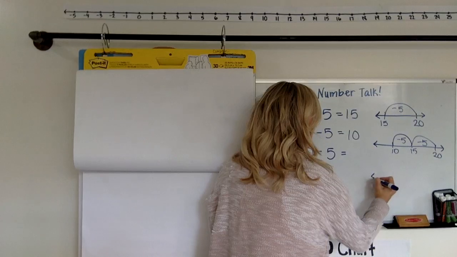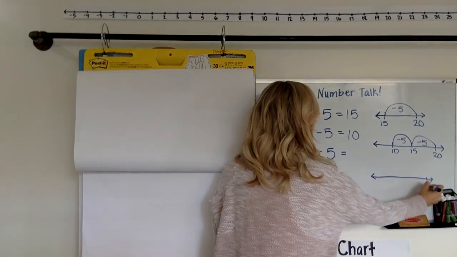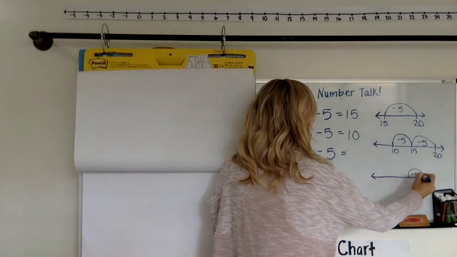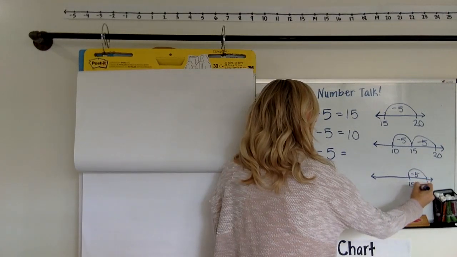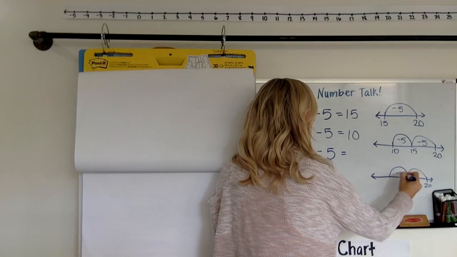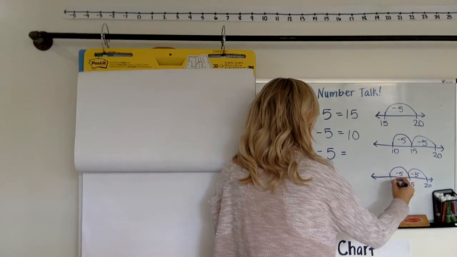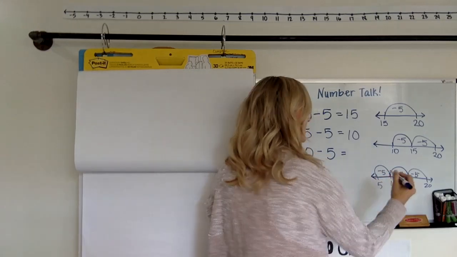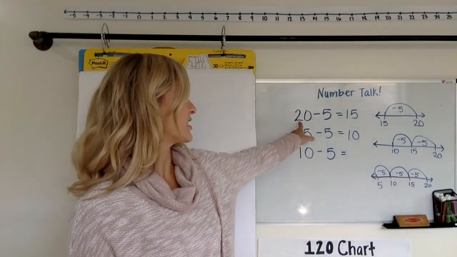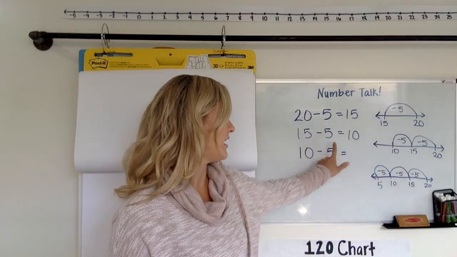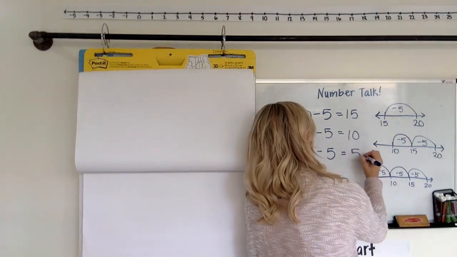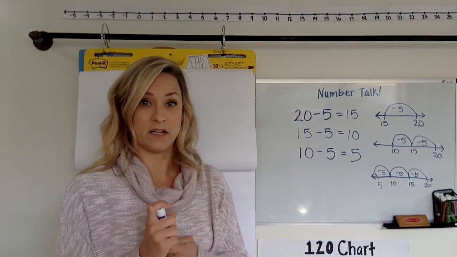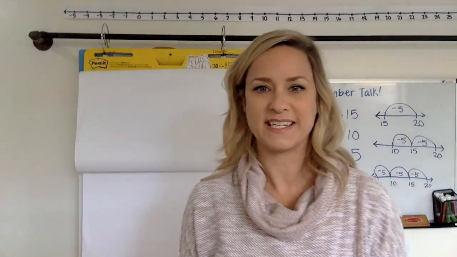Or maybe you thought about this one. 20 minus 5 was 15. Minus 5 more was 10. Minus 5 more is 5. Did you notice that we started at 20? We took off 5. We took off 5. We took off 5. And we ended at 5. Ah! Yeah. All right. So, are you guys ready to hear the story problem today?